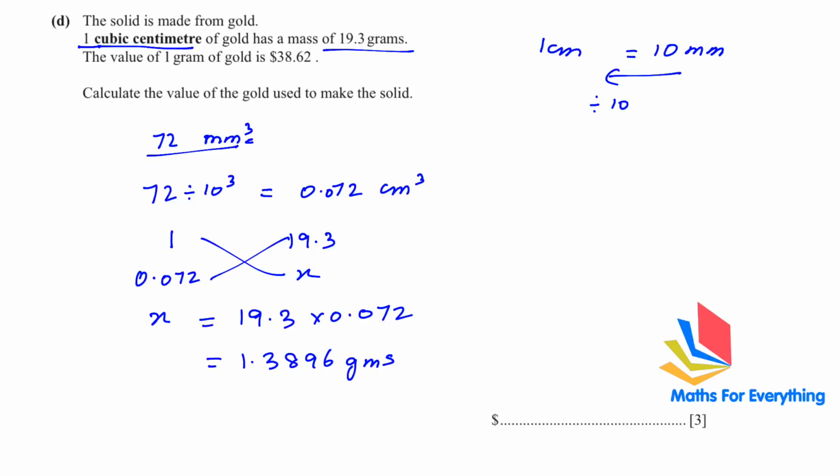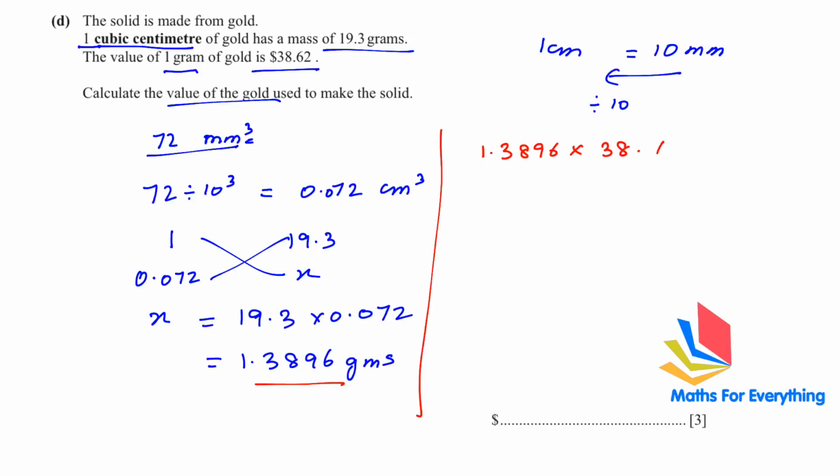And now you have to find the value of the gold used to make the solid. 1 gram is 38.62. So how much will be 1.3896? We just multiply this by the cost, which is 38.62. And you will get the answer 53.666. Round it to 2 decimal place. It will be 53.67. So that is the value of the gold used to make the solid.